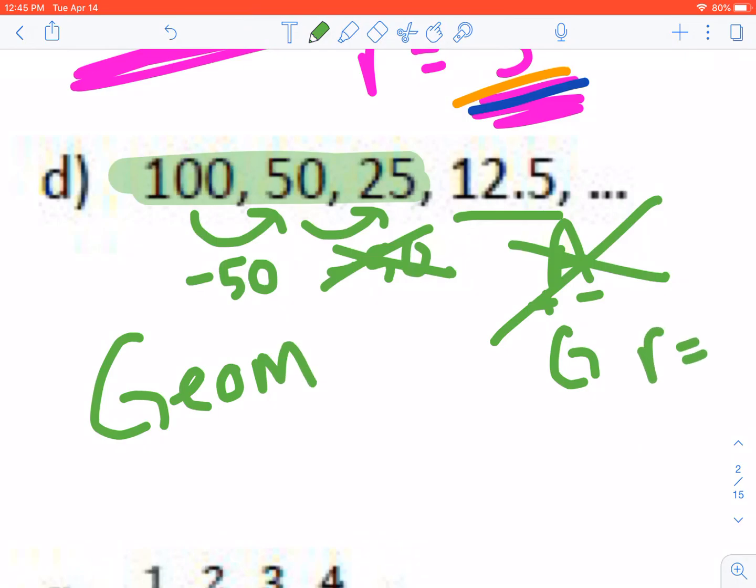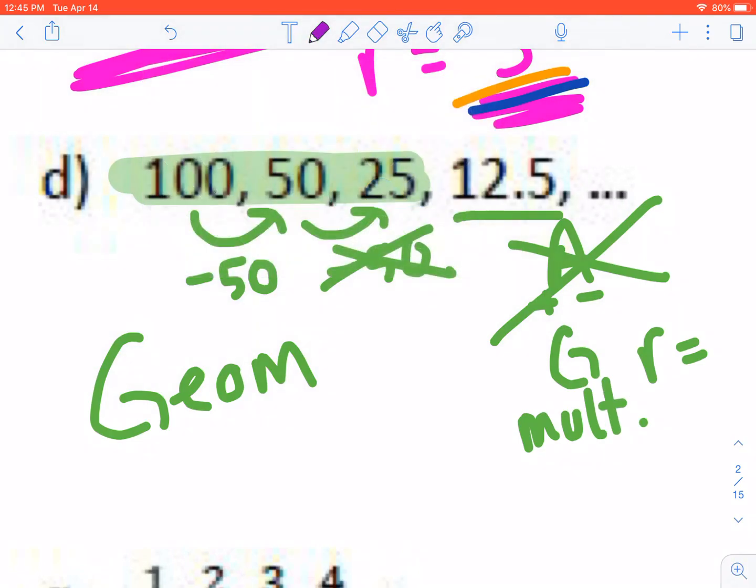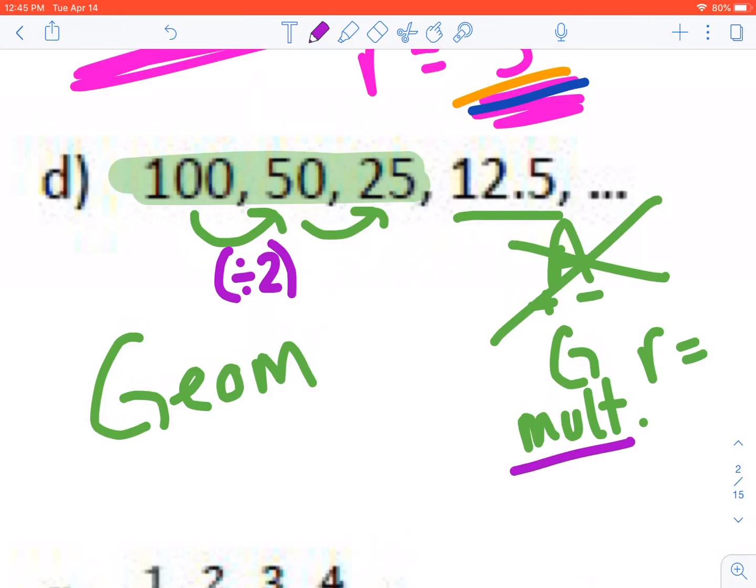And we have to find our R value. Our R value talks about what we multiply by. So again, what I'm going to do, let me erase these down here since those were absolutely wrong, is I'm going to figure out what I multiply by to get to 50. And some of you are thinking, well, you don't multiply by anything, you divide by 2. But we have to write it in terms of multiplication.